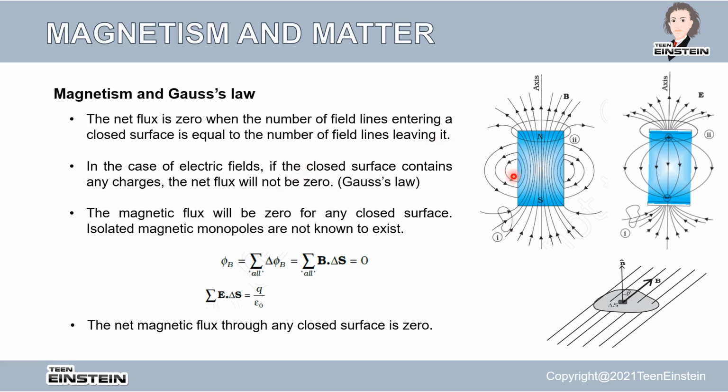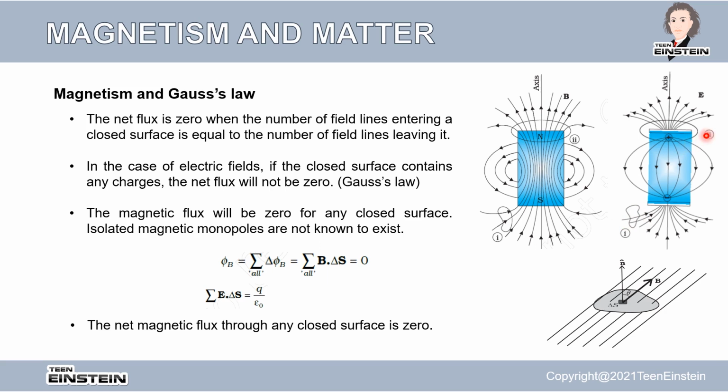So this is from Gauss's law. In the case of electric field, if the closed surface contains any charges, the net flux will not be 0. So for example, in this case, this is an electric dipole, this is plus, this is minus. So we have a region here 2, we have a region here 1. If you look at 1, the number of field lines entering is equal to the number of field lines coming out of it. So the net flux in 1 is equal to 0.